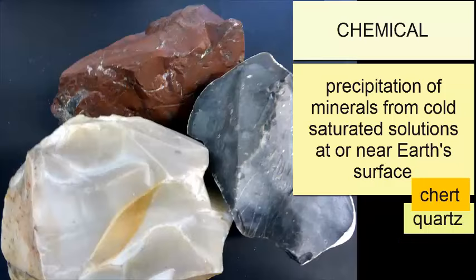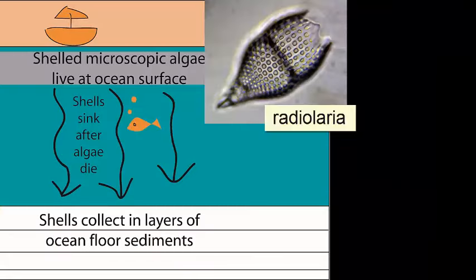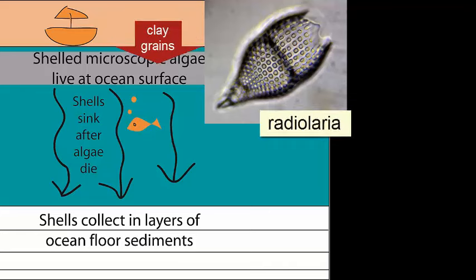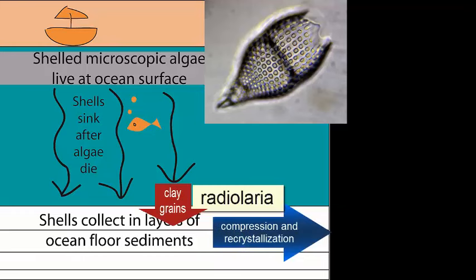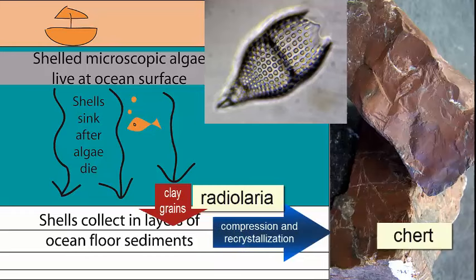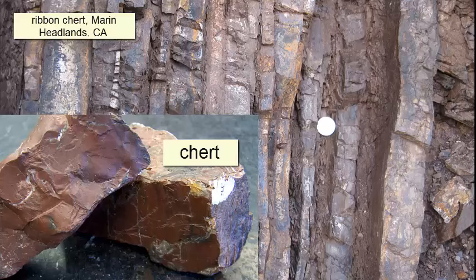Here are some examples. All of these cherts are made of precipitated or recrystallized silica, but each is a different color and has a slightly different formation story. This red chert was originally made of mostly mud-sized silica shells from dead radiolaria, combined with minor amounts of a dark clay mineral, both of which settled down from the surface of the ocean to collect on the ocean floor. These were compressed, the silica recrystallized, and this example represents one chunk of many layers of chert found in San Francisco as part of a ribbon chert formation.